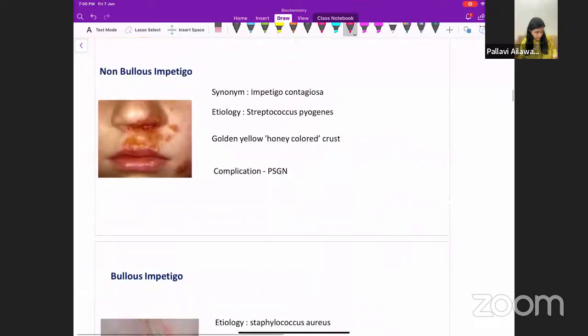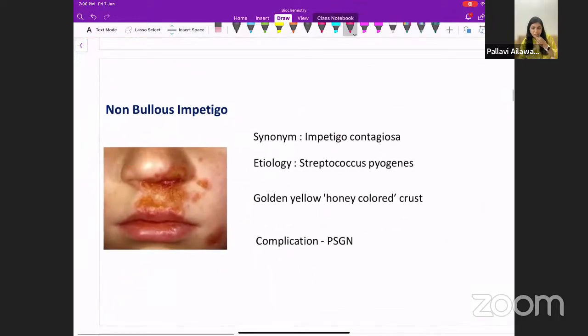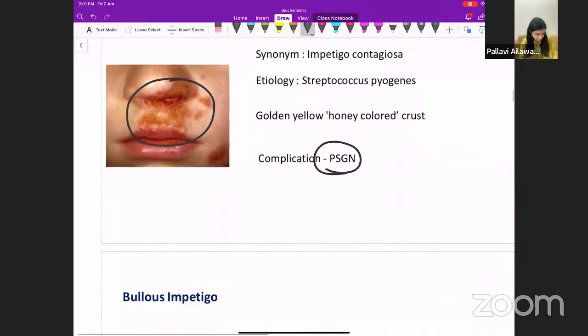See, I'll start from here. These are the important bacterial infections. I hope you all are here with me on this. See, I will just be discussing the important points about the images. This is non-bullous impetigo. You see golden yellow honey-colored crusting on the image. An important complication is PSGN.